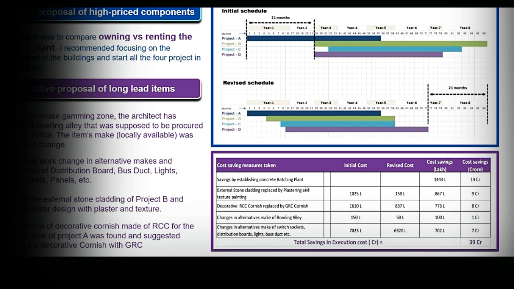Altogether, these alternative materials resulted in cost savings of 39 crore and time saving of 2 years. So the total timeline was reduced from 8 years to 6 years. The client was very happy with the reduced cost and timeline, and they have accepted this suggestion.